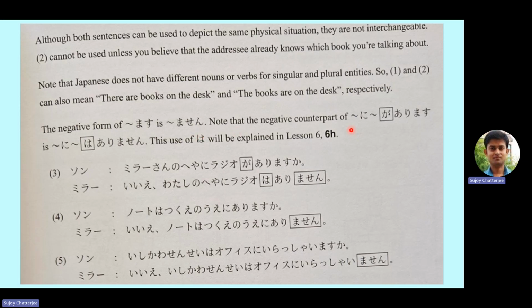And note that the negative counterpart of location ni subject ga arimasu will be location ni subject wa arimasen. So here we will not use the ga particle anymore because now this is to negate something. That means the importance is lost. So ga will not be used. Emphasis will be removed from this negative sentence. This use of wa will be explained in lesson 6 in section 6H. It is too early to understand why we are not using ga in negative sentences. We will explain in lesson 6, so forget about it for the moment.